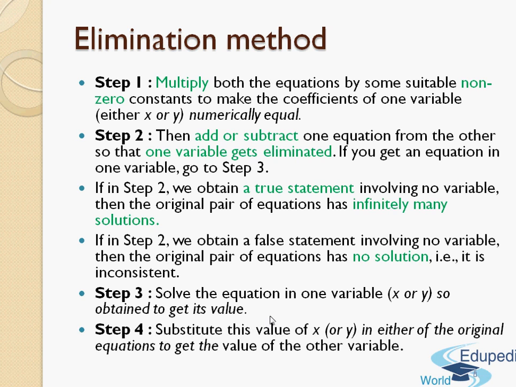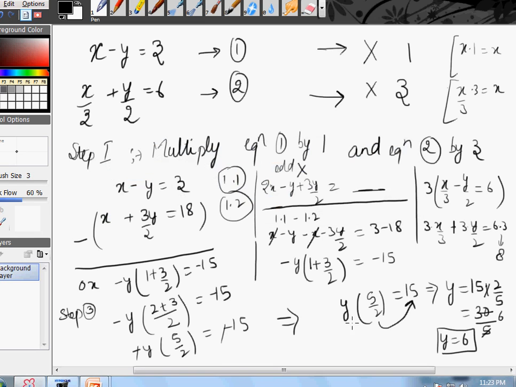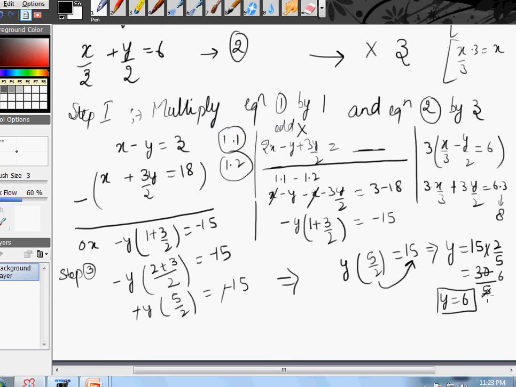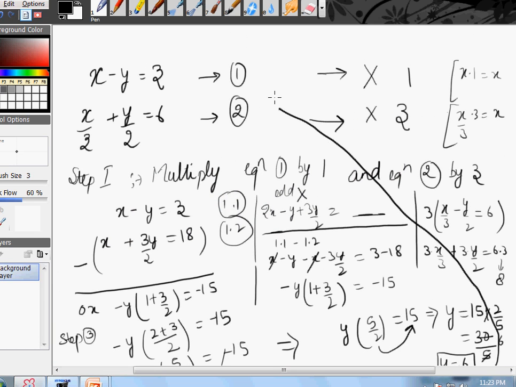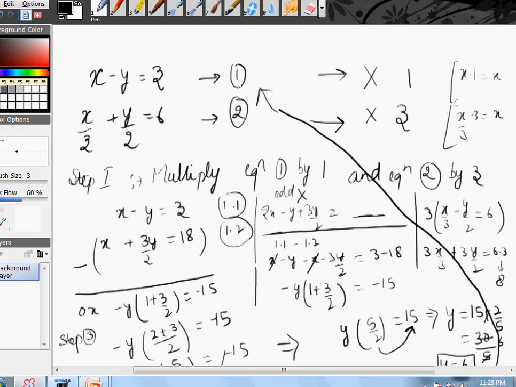The last step, step 4, says substitute this value of x or y in either of the original equations to get the value of the other variable. That is, now we have to perform substitution. Put this value of y in either of the original equations to get the value of the other variable.